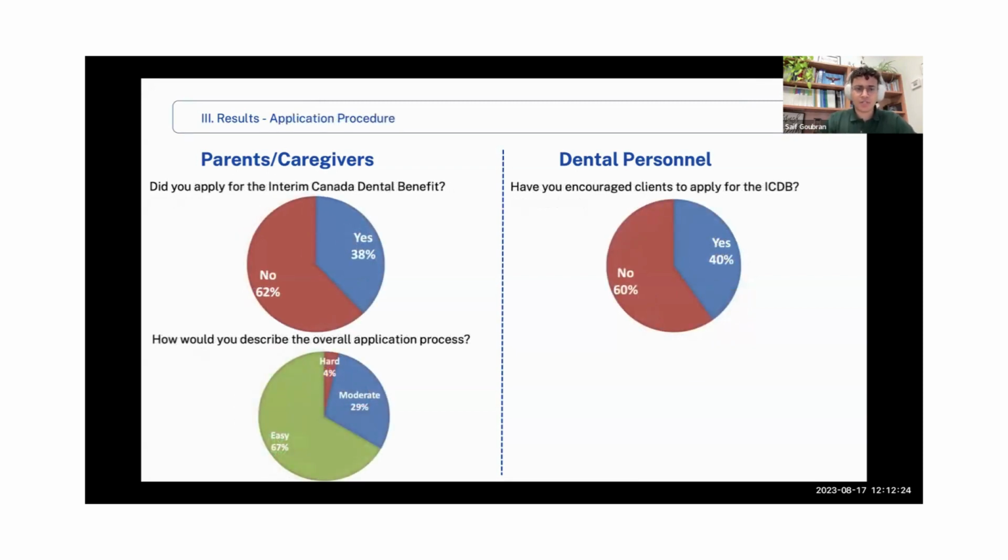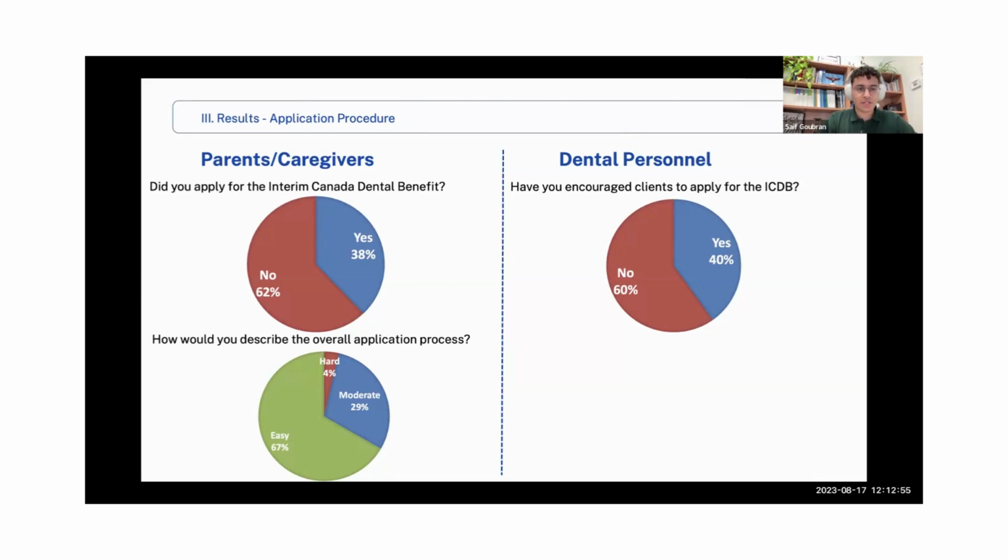In terms of the application procedure, of the parents that applied, 38% of them had applied for this benefit. And of the 38%, we see that just under 70% of them thought that the application procedure was easy, which is good to see. But we do see that 62% of parents that we interviewed hadn't applied. When we asked dental personnel if they had ever encouraged a parent to apply to the benefit, we see that 60% of dental personnel responded no, that they have never encouraged a client to apply.